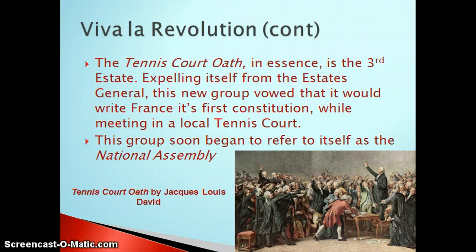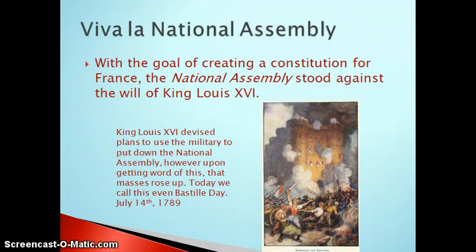However, the Tennis Court Oath isn't really that official of a name, so soon this group began to refer to itself as the National Assembly. National Assembly, again, star, highlight, asterisk, you name it, just get that into your head. National Assembly. It's one of these key phrases that you need to know. Long live the National Assembly.